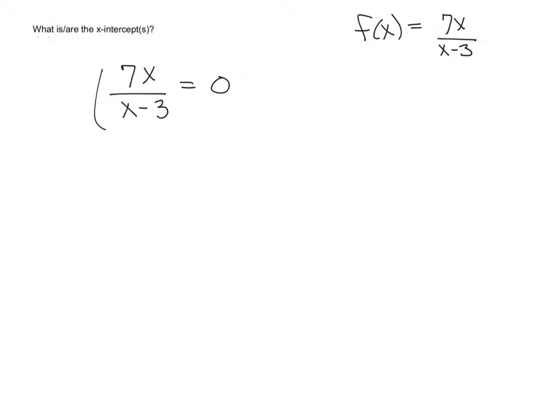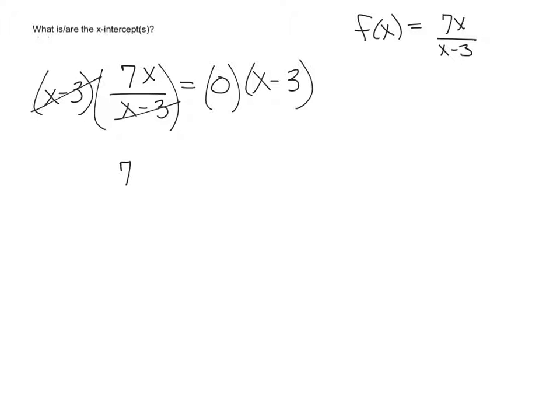Now I'm going to find the x-intercepts. To do that, we're going to set the function equal to 0 and solve for x. So I'm going to multiply both sides by the denominator, x minus 3. The denominators cancel on the left, leaving me with 7x equals 0 times x minus 3, which is just 0. And then I'll divide both sides by 7, and I get x equals 0. So my x-intercept is 0.